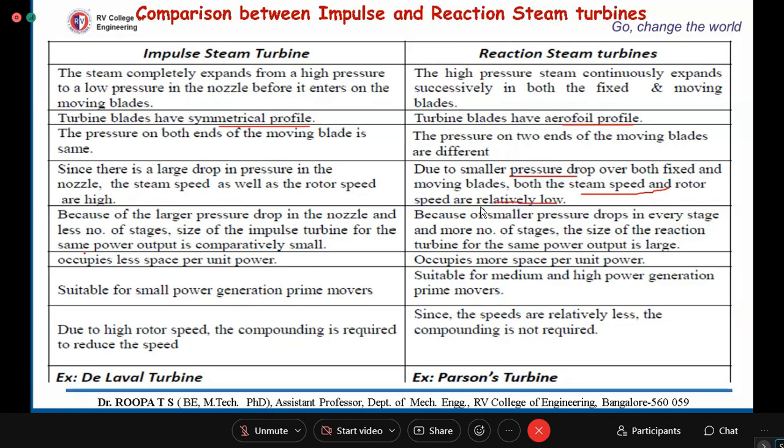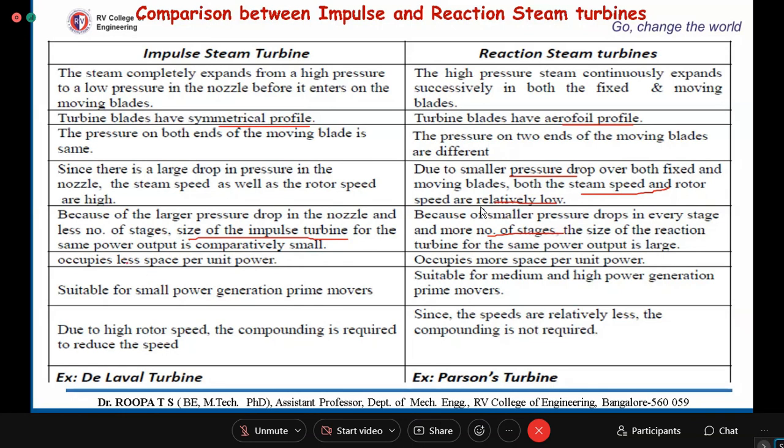Because of larger pressure drop in the nozzle and fewer stages, the size of the impulse turbine for the same power output is small. The size is small here. Here there are a number of stages. As I told, there are alternate arrangements of fixed and moving blades. So the stages are more, so the size is big.